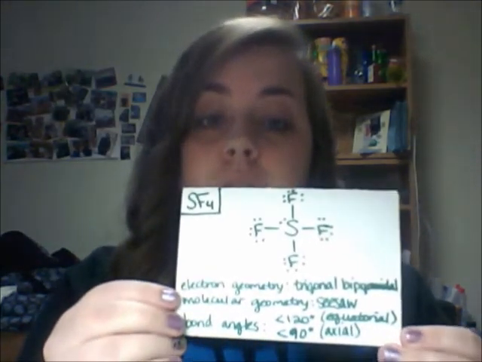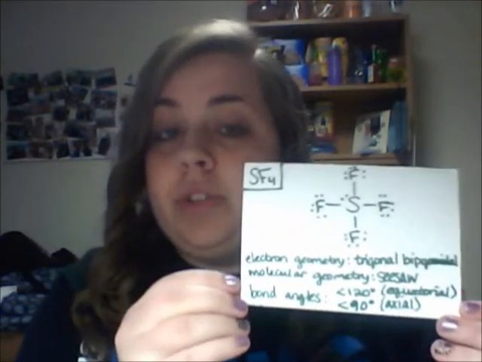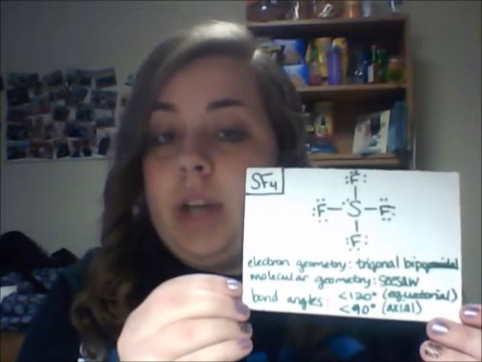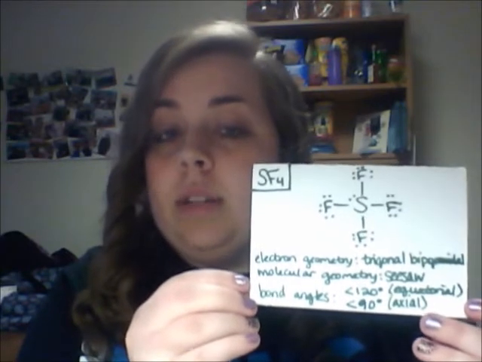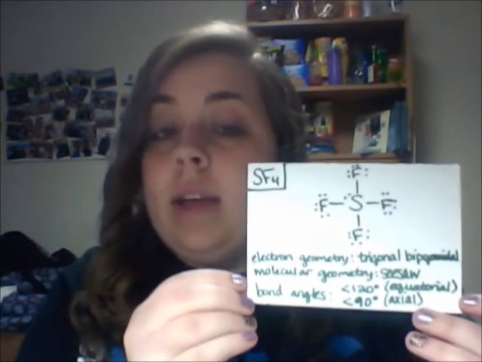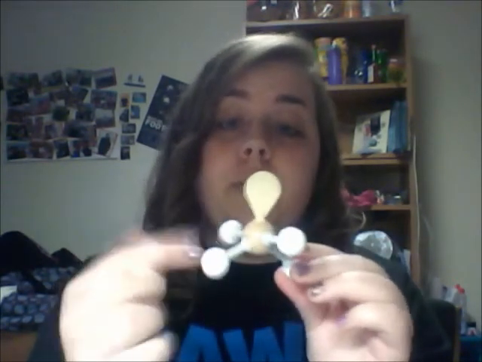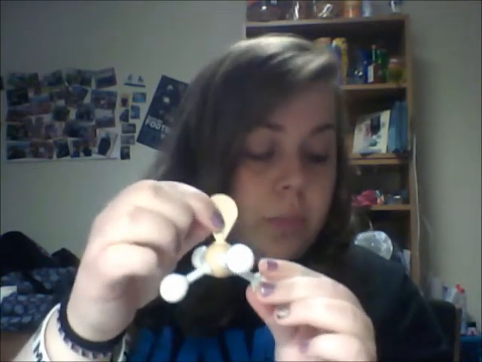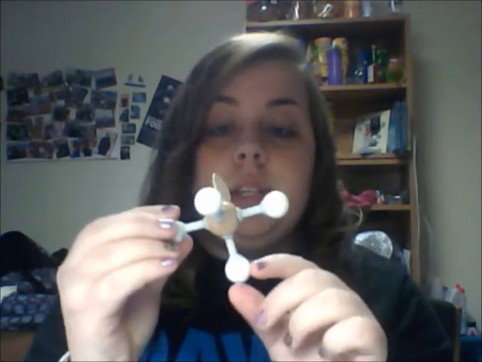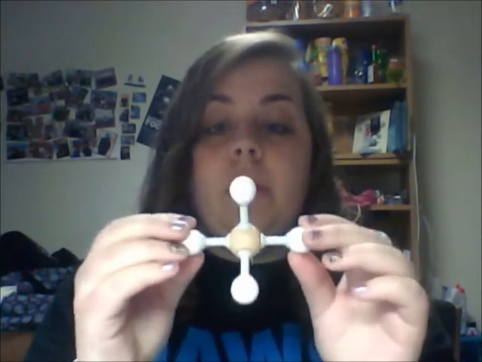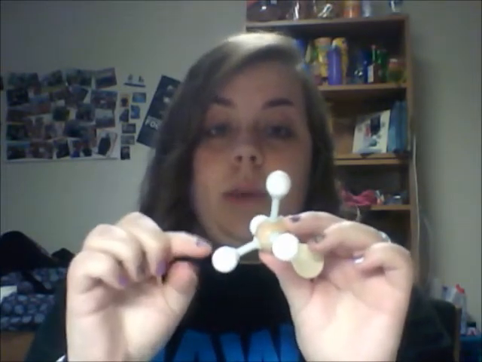We also have sulfur tetrafluoride, or SF4. The electron geometry is the same, which is trigonal bipyramidal. However, the molecular geometry is seesaw, and the bond angles are less than 120 degrees equatorial and less than 90 degrees axial. When you look at this shape, you can see that it is sort of seesaw shaped. There are 4 bonding groups, 1, 2, 3, 4, but there is 1 lone pair on the top, making it that shape. Again, these bond angles are 90 degrees, but the others are 120 degrees, going this way, or less than rather.